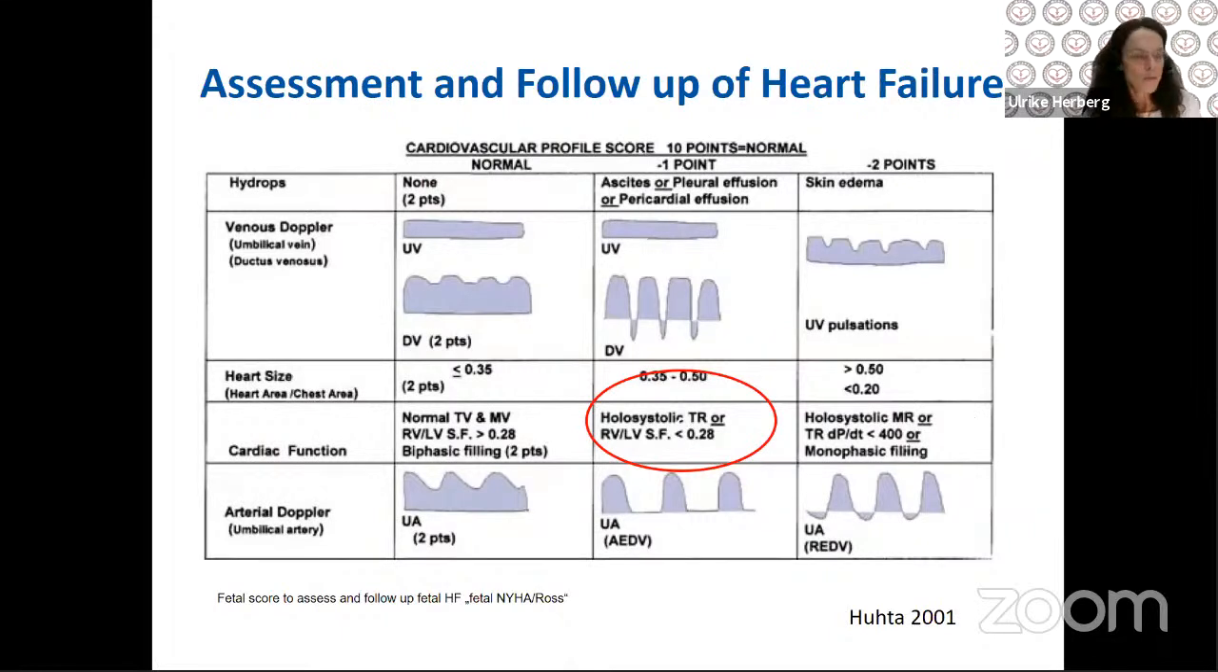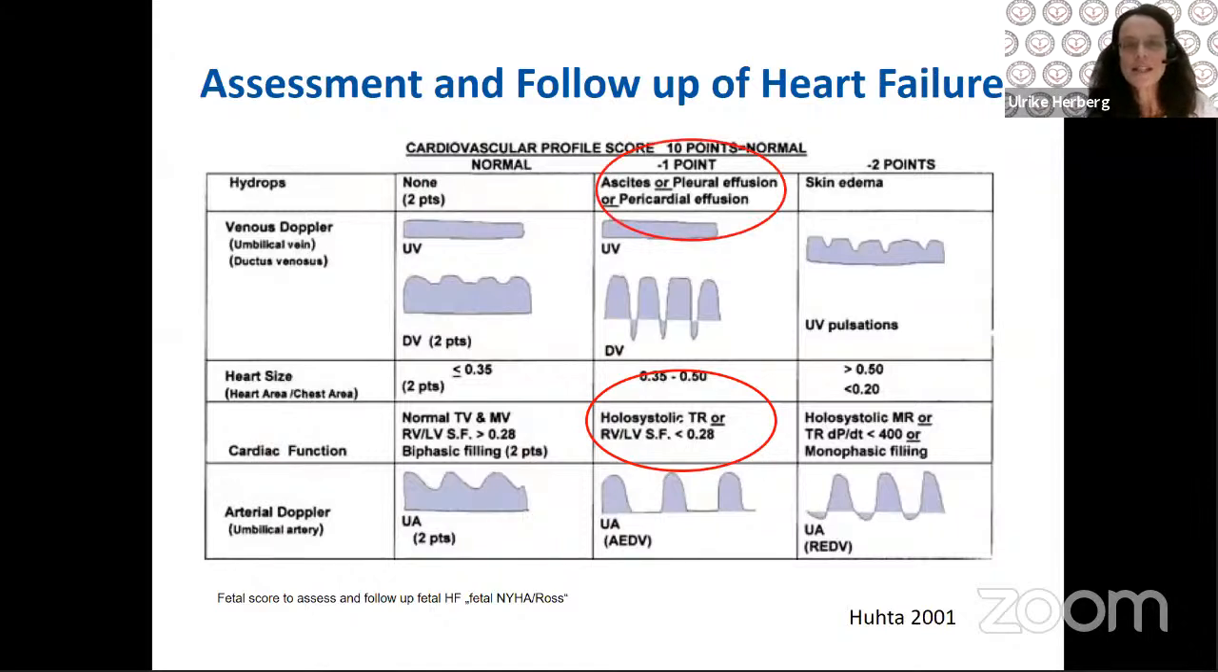The cardiovascular profile score published by Huhta in 2001 gives a semi-quantitative score of the severity of cardiac impairment in fetal heart failure. This score uses the items hydrops, yes or no, and whether there is pericardial effusion, pleural effusion or ascites, venous Doppler, heart size, cardiac function, and the Doppler of the umbilical artery. Normally we have 10 points in the normal fetus, and our case has holosystolic tricuspid regurgitation, so 10 points minus 1 is 9 points.